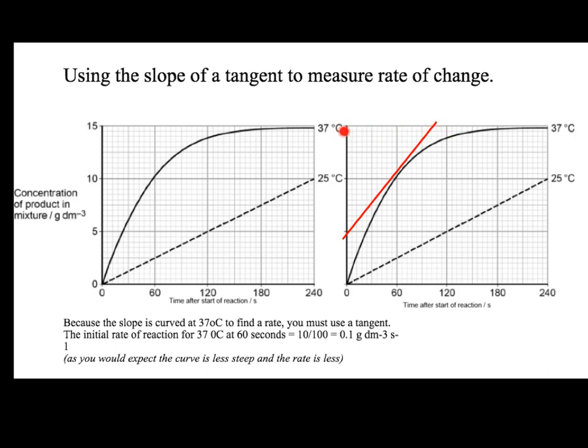The difference in y is between there and there, so a value of 10. And the difference in x is read off from the top of that line and then the bottom there. So the difference between there and there is the difference in x. So 10 divided by 100 is 0.1 grams per decimetre cubed per second.